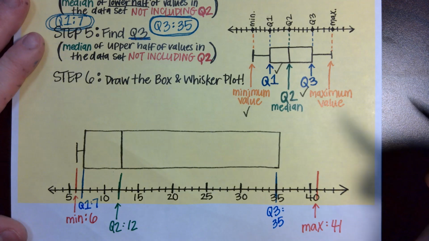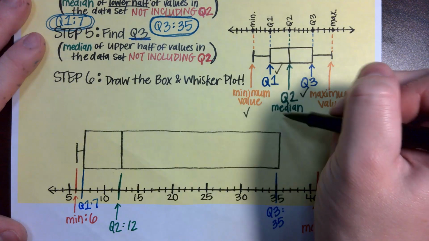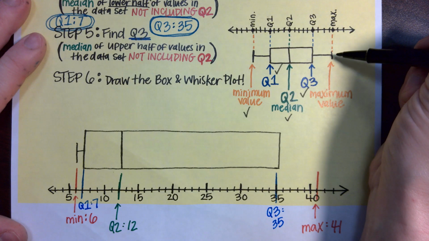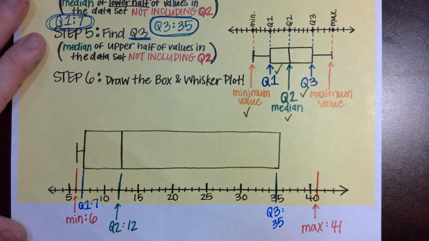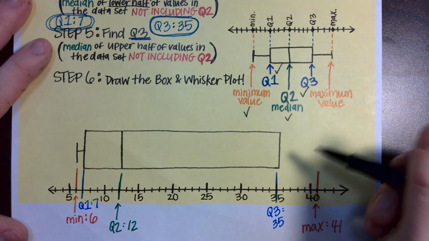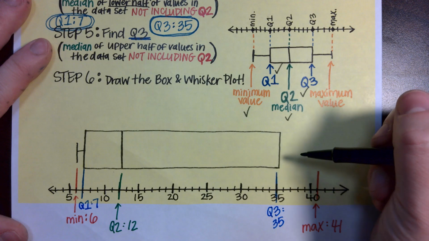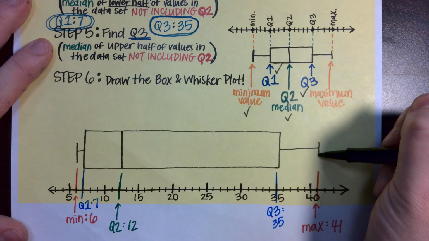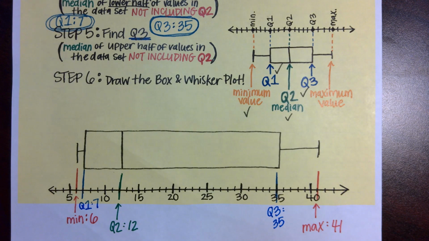And finally, I'll check that off, I need to draw one last whisker that stretches out to my maximum value. So where is my whisker going to stretch out to? 41. 41. So I'll draw it and then mark my point. That's it. That's a box and whisker plot, guys. We did it.